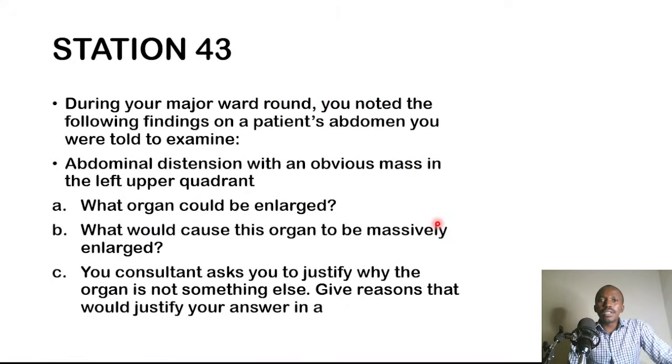Station 43. During a major ward round, you notice the following findings on the patient's abdomen you are told to examine: abdominal distension with an obvious mass in the left upper quadrant. What organ could be enlarged? What would cause this organ to massively enlarge? Your consultant asks you to justify why this organ is not something else. Give a reason. Remember what I was telling you about when we were examining the liver? They can sometimes ask you about the spleen.